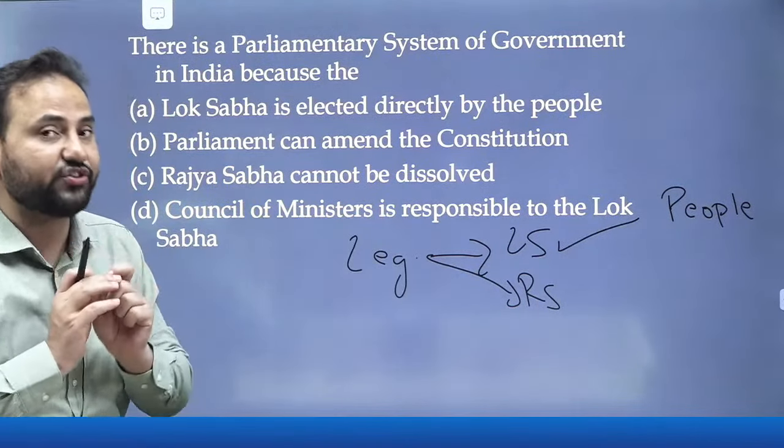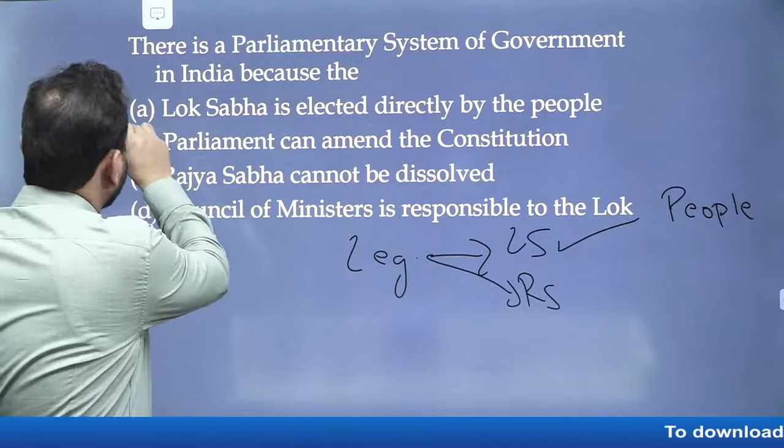Now this question is very interesting. Why? If you see this question, statement 1 is also correct.